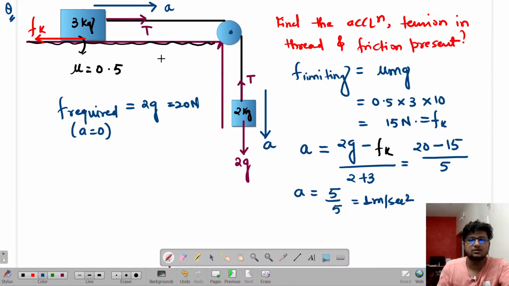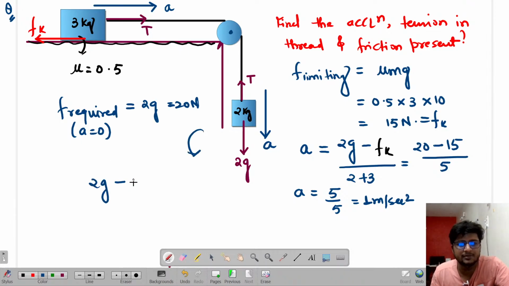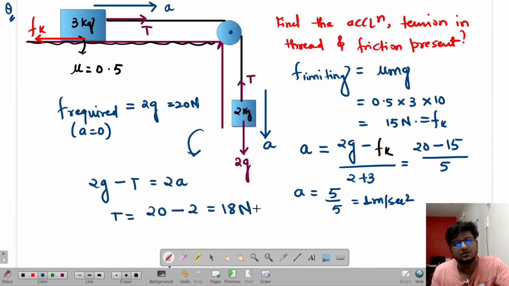Now, okay, did you make it with 9.8? So now put in the tension. How to find tension? Pulling force 2g minus tension T is equal to twice into acceleration. So T is equal to 20 minus 2, which is how much Newton? 18 Newtons. Is that clear or not clear? Yes, sir. Clear.